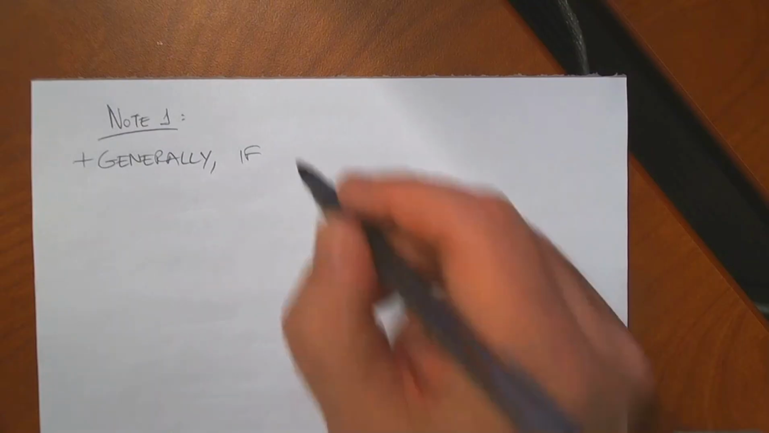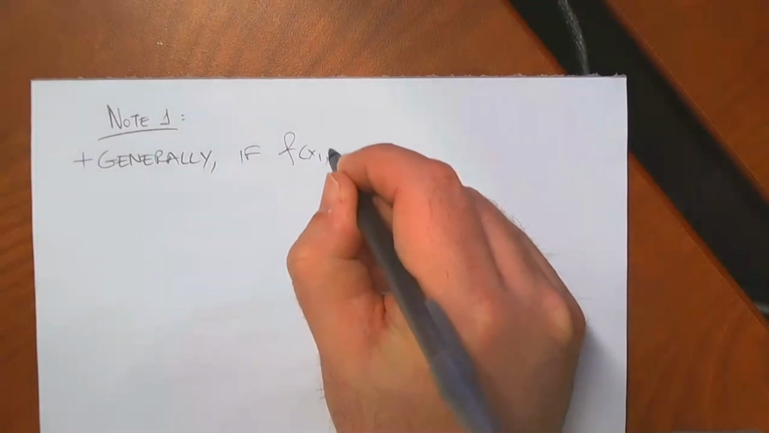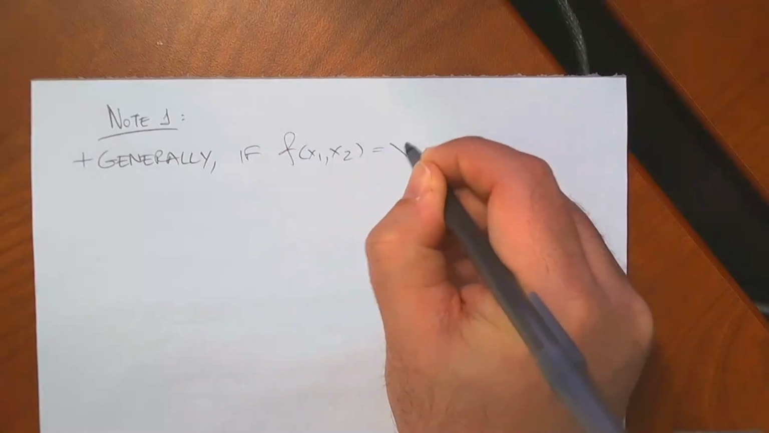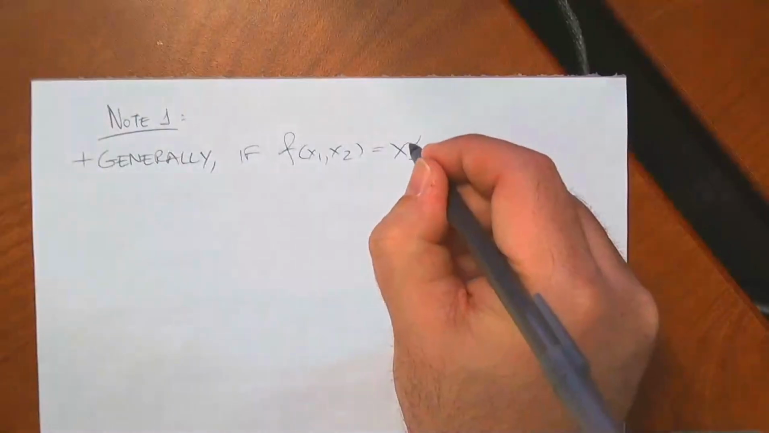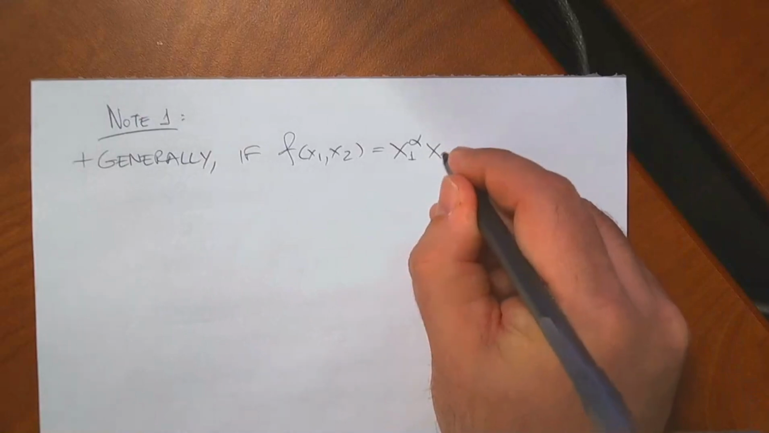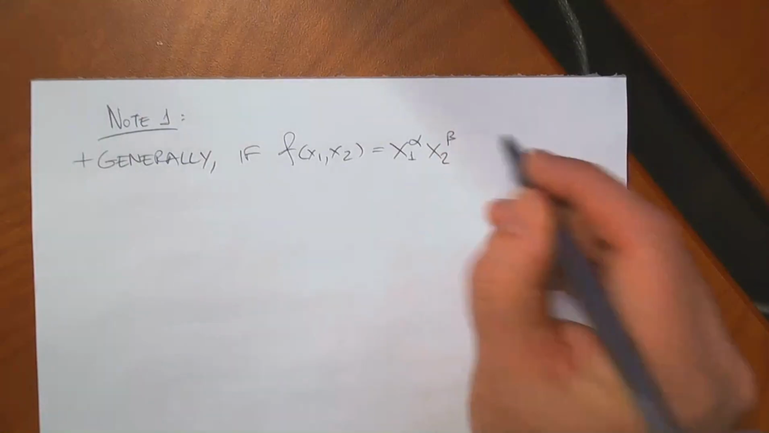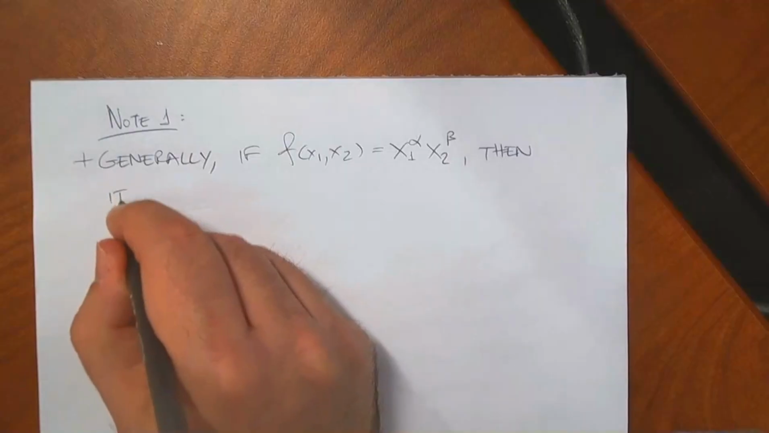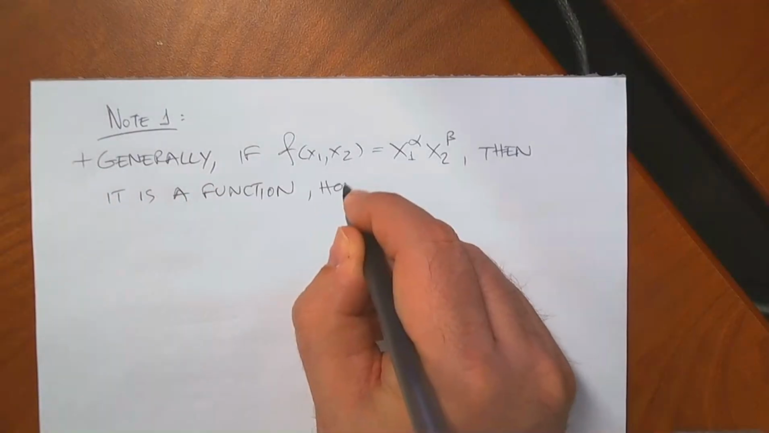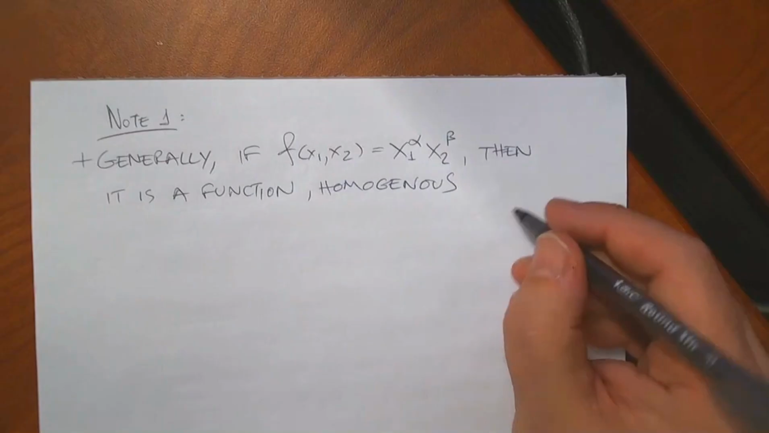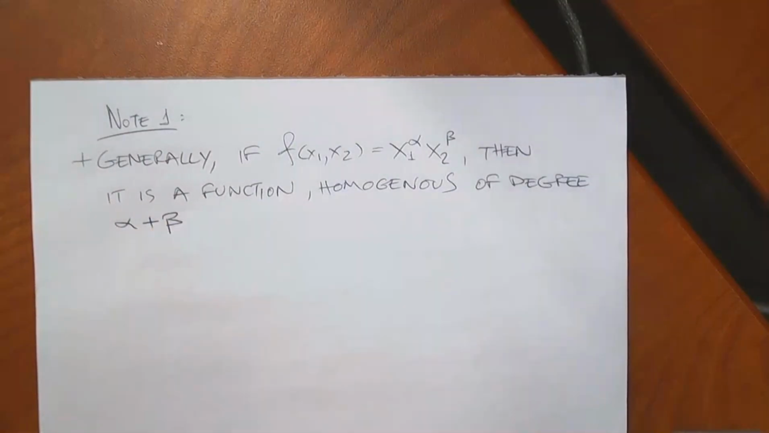So generally, if you have a general form of this production function with one input raised to one power and another input raised to another power, we can write this as, let's say, f of x1, x2 is equal to x1 to whatever power, let's say alpha, and x2 raised to whatever power, let's call that beta. Then it is a homogeneous function of degree alpha plus beta.